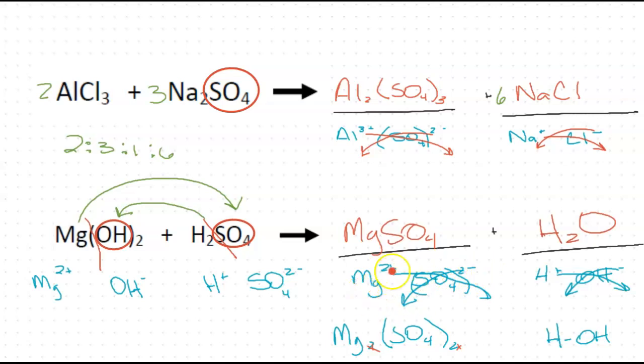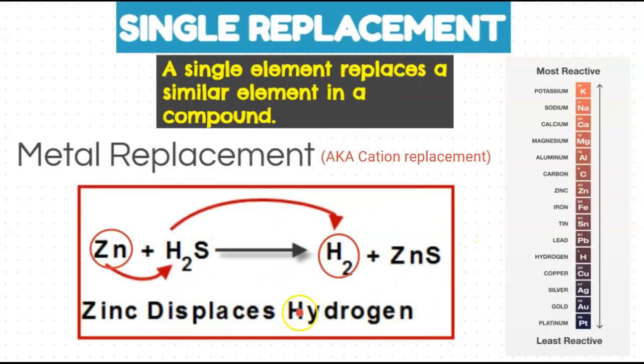All right, so that is 2 or 3 examples of double replacement. The next that we need to look at are single replacement. And there are 2 types of single replacement. Number 1 is called a metal replacement. Sometimes you'll hear it called or referred to as cation replacement.